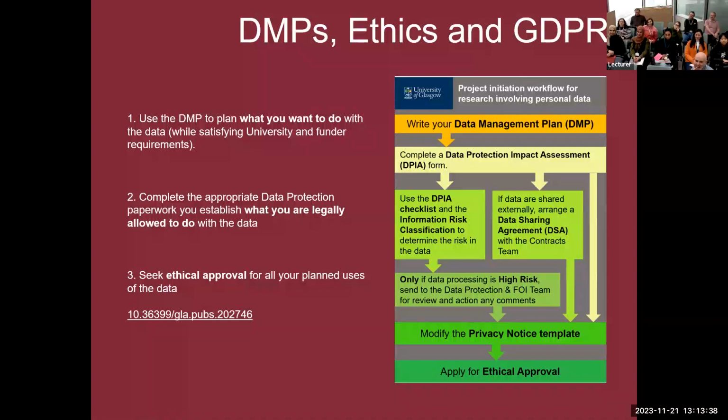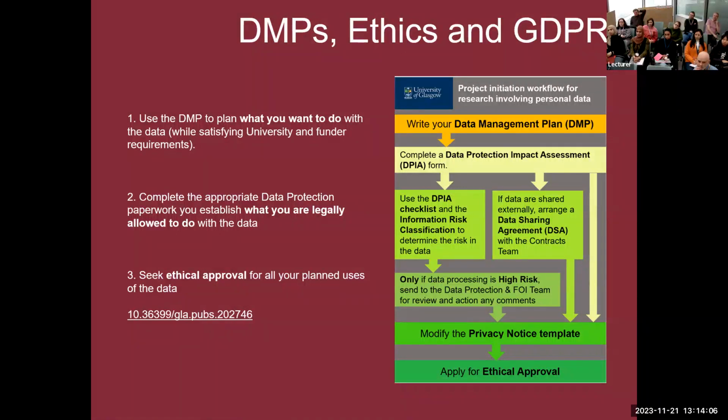Your data protection impact assessment form needs to be reviewed by the Data Protection Office if your data processing is high risk. So that is if you have special category personal data or very large quantities of non-special category personal data. If your data processing is medium or low risk, they can still review it, but it's not a requirement. What's GDPR? Sorry, the General Data Protection Regulation, which is data protection legislation in the UK.